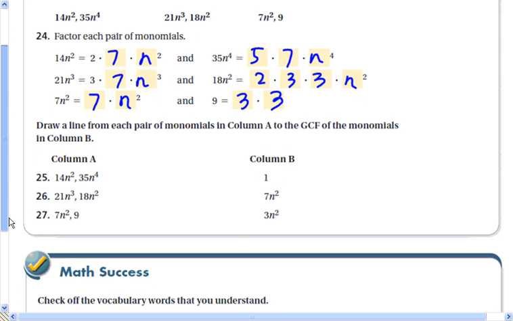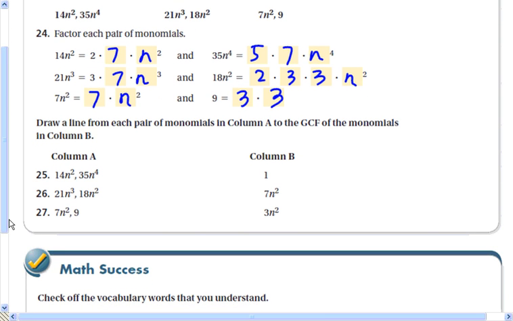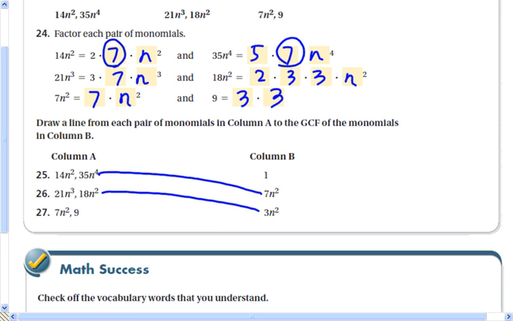So using that information, 14n squared and 35n squared both have a common factor of 7 and n to the second. 21n squared and 18n squared both have 3 and n squared in common. And the greatest common factor of 7n squared and 9 is just 1, because they have no factors in common.